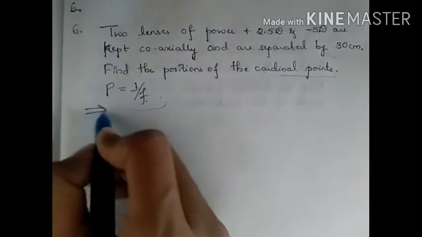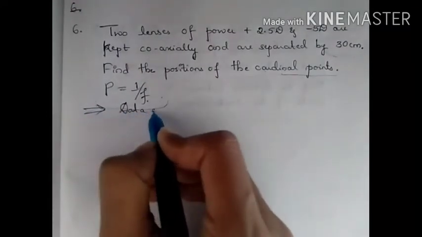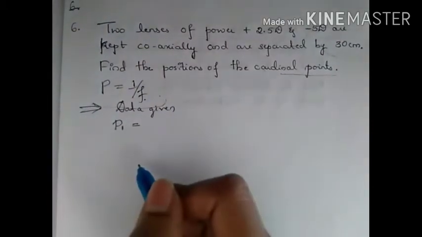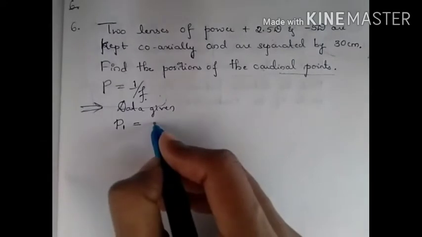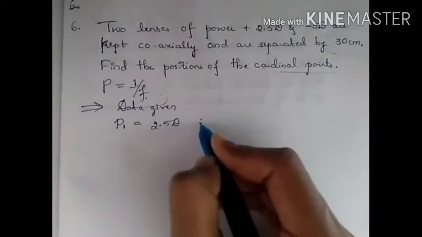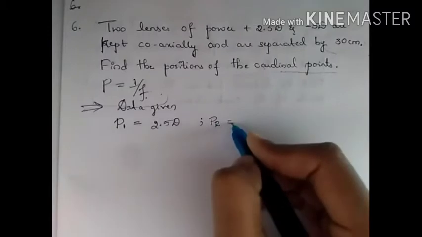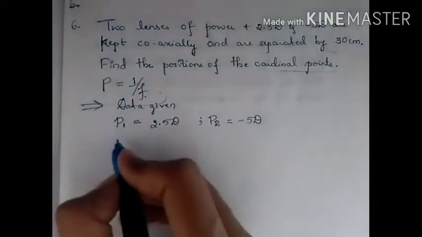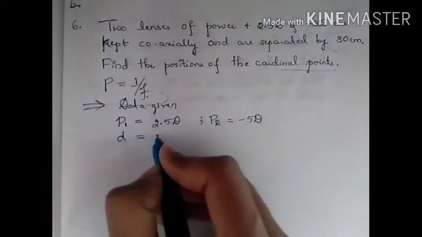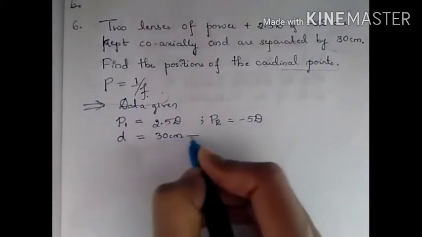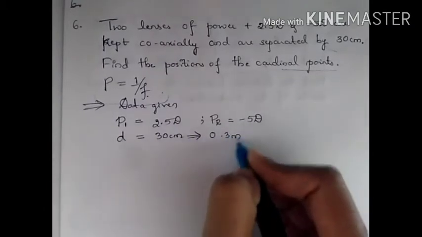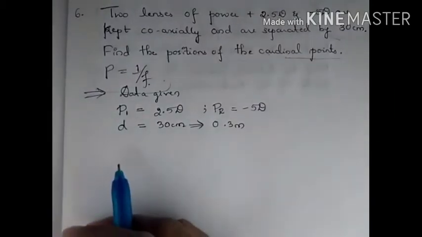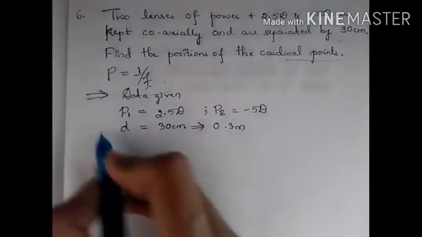So the data given: P1, the power of the first lens, is 2.5 D, and P2, the power of the second lens, is -5 D. These two lenses are separated by a distance d equal to 30 centimeter, which can be written as 0.3 meters. Now let us try to find the focal lengths of the first and second lenses.